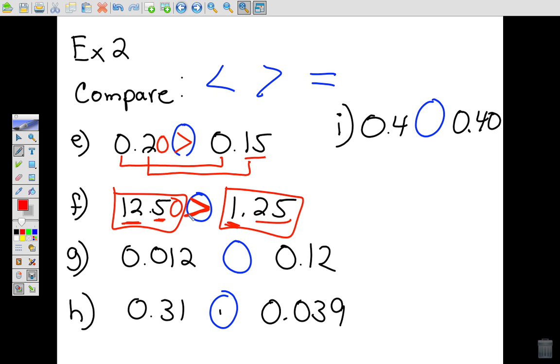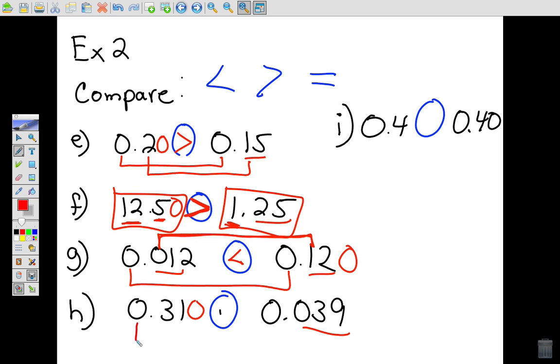All right, for G, let's make sure we have 3 places to the right of the decimal in each of these. Now let's compare them. Let's see, 0, 0, can't compare them. 0 compared to 1. 0 is smaller, right, than 1, so it's less than. 0.012 is less than 0.12. Right, in H, 3 places here to the right of the decimal, I'm going to add a 0. Now let's compare them. So I have a 0 and a 0. Here, 3 compared to 0. 3 is bigger automatically. 0.31 is greater.